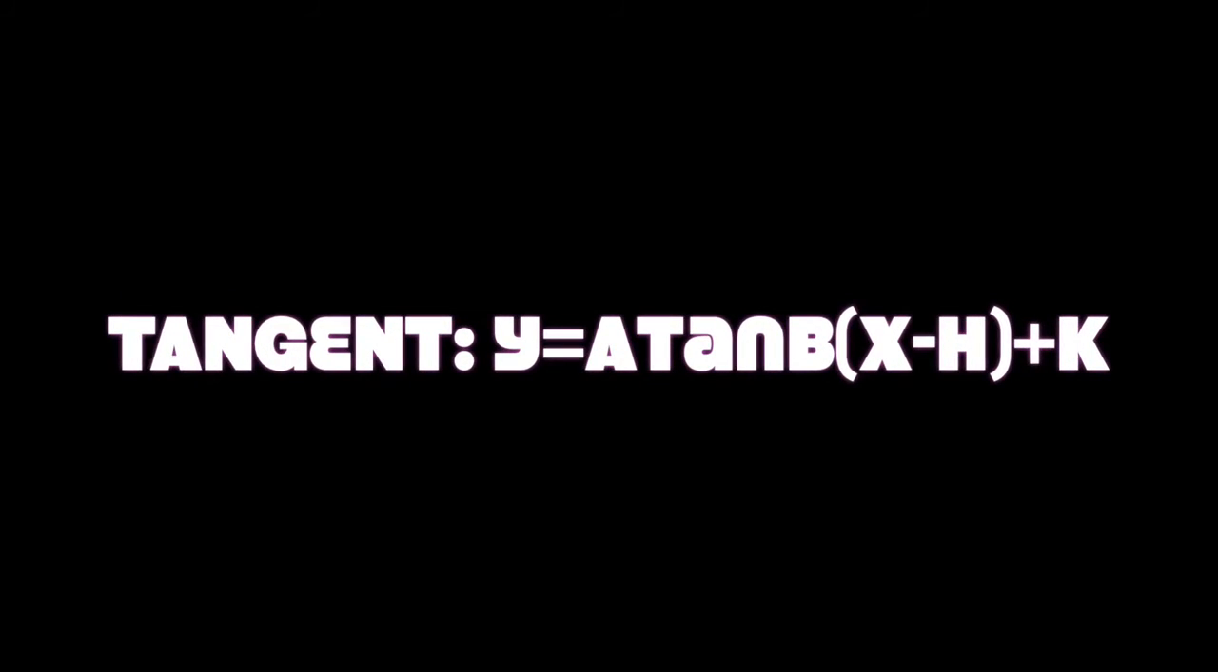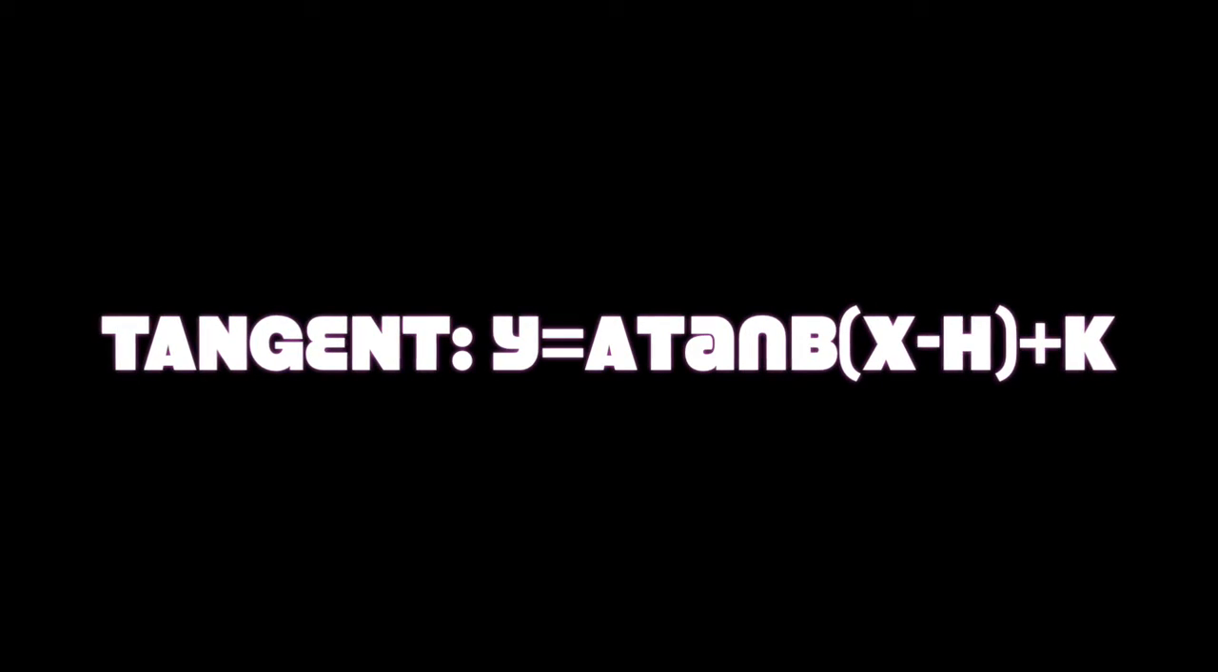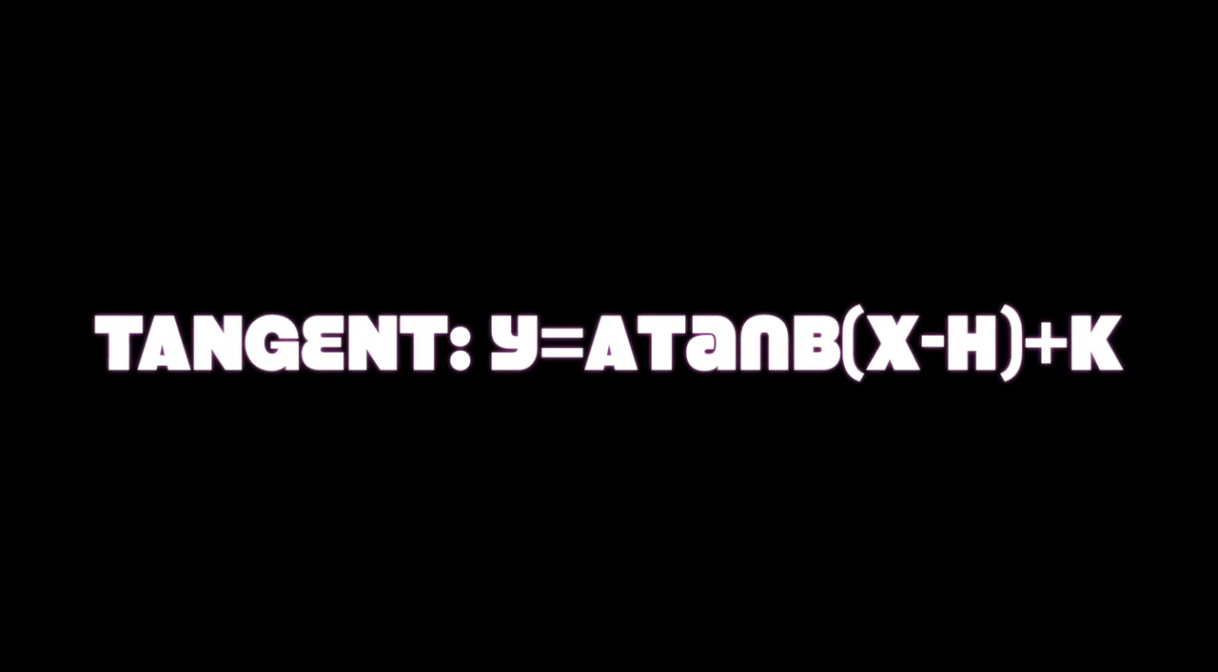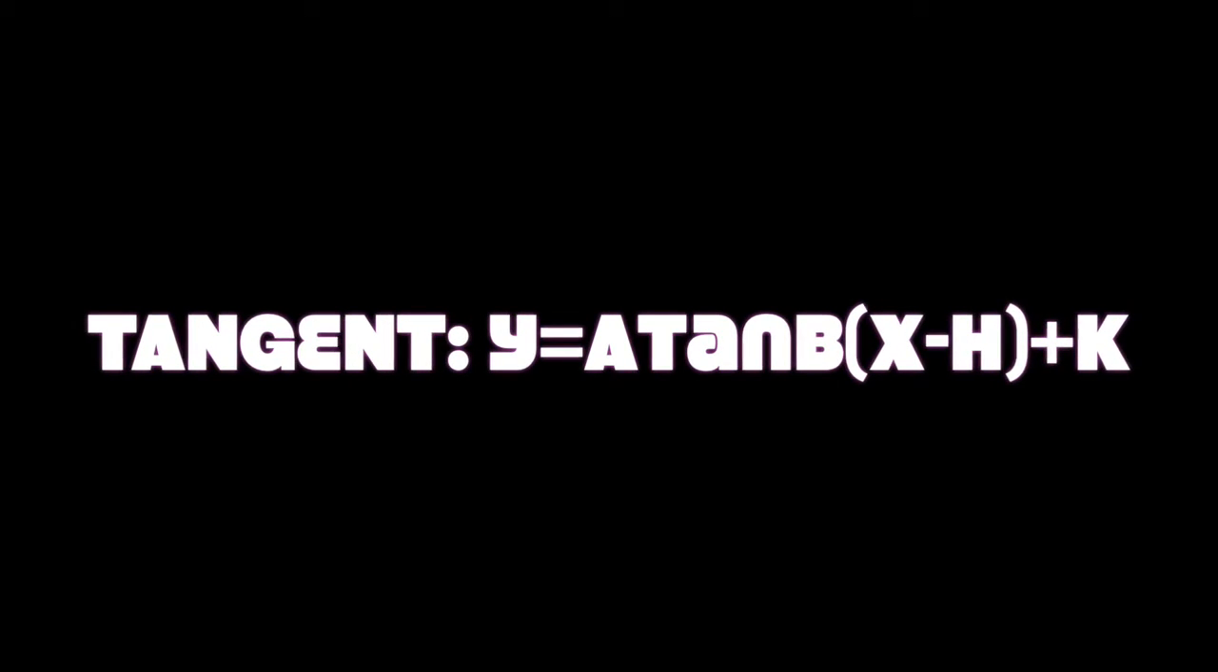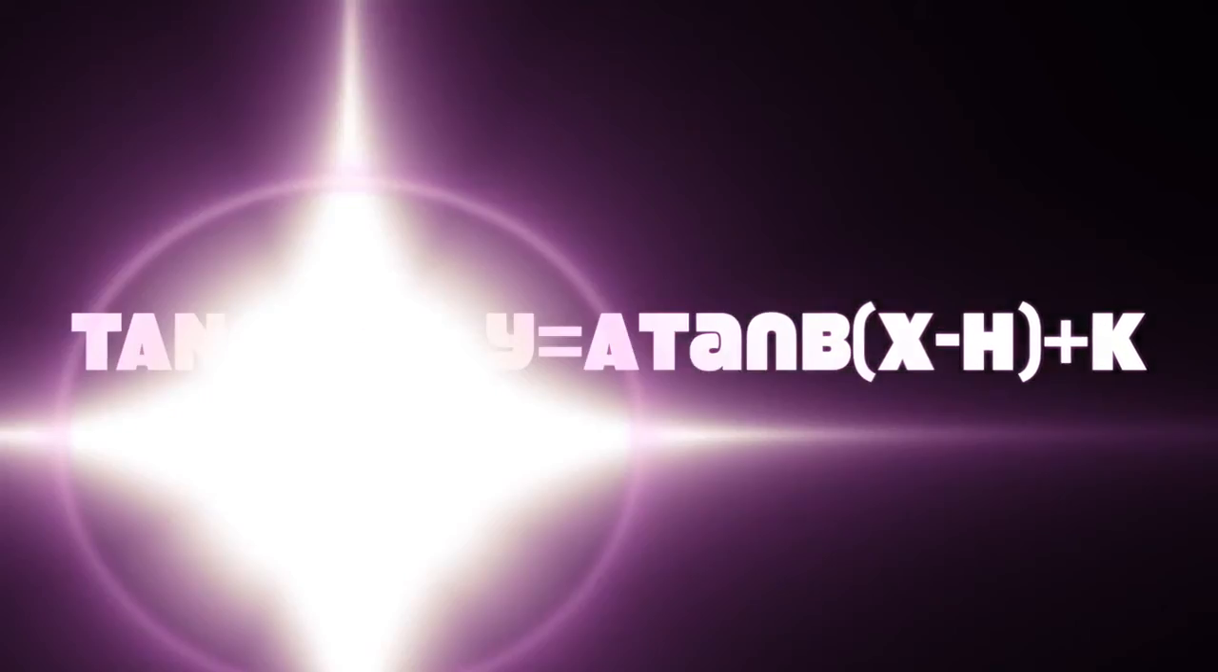The domain of tangent is all real numbers except for odd multiples of pi over 2, since cosine x equals 0 at odd multiples of pi over 2, making sine x over cosine x undefined. The range is all real numbers. Tangent is an odd function and is symmetric with respect to the origin. The period of tangent is pi over b. The x-intercepts are at all multiples of pi. Vertical asymptotes are at odd multiples of pi over 2.